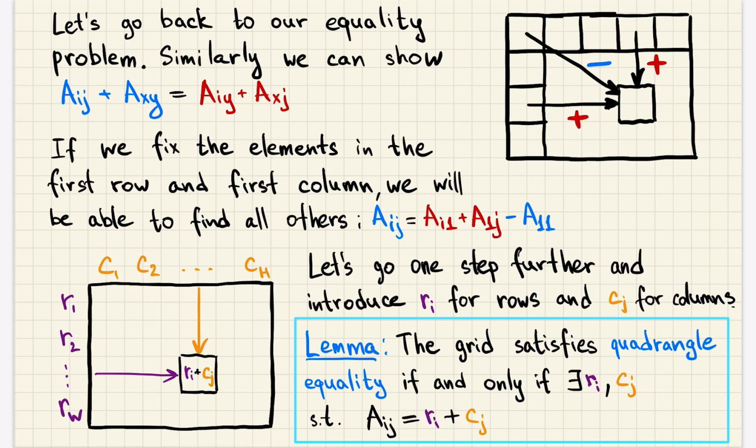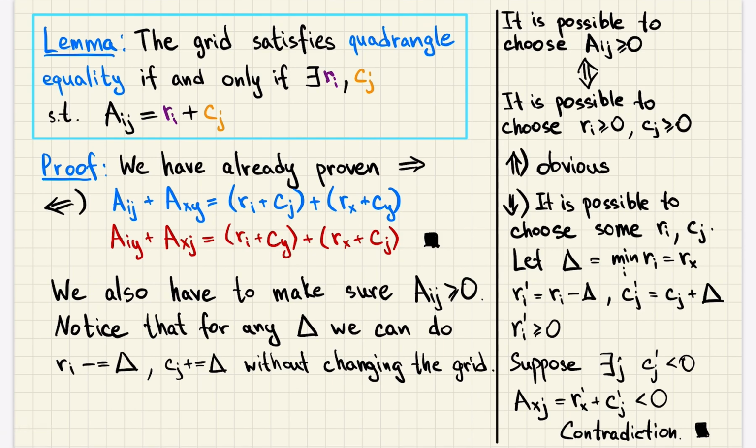What we want to prove is that it is an if and only if situation. So we want to prove this lemma that the grid satisfies quadrangle equality if and only if we can choose ri and cj such that each element is defined as ri plus cj. We have already proven this direction: if quadrangle equality holds, then we can choose ri and cj. In the opposite direction, it is really simple. Just take a rectangle and calculate the sums on the diagonals. Obviously, in both cases, it will be just the sum of values for two rows and two columns. So they are equal, so quadrangle equality holds.